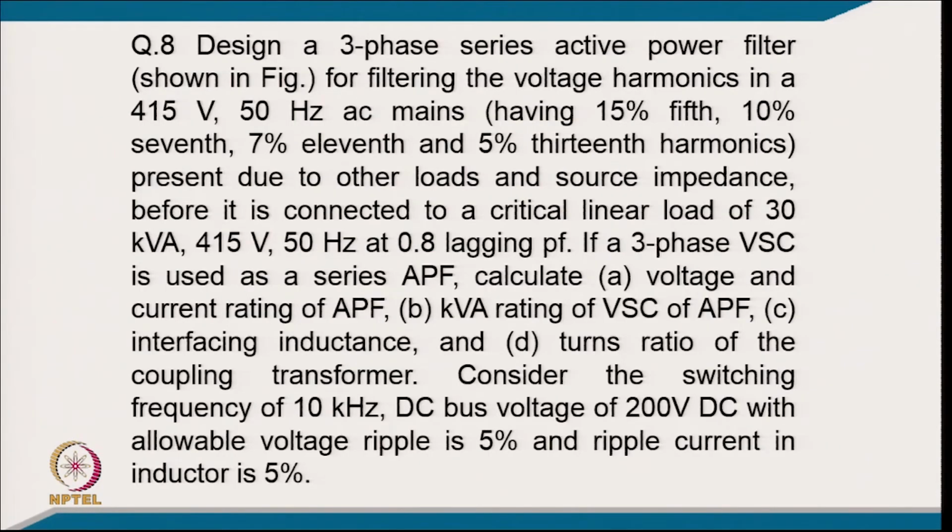Coming to the numerical problems, numerical problem 8: design a 3-phase series active filter for filtering the voltage harmonics of a 450 volt, 50 Hz AC mains having 15% 5th harmonic, 10% 7th, 7% 11th and 5% 13th harmonic present due to other loads and source impedance, before it is connected to a critical load of 30 kVA, 415 volt, 50 Hz at 0.8 lagging power factor. If a 3-phase VSC is used as a series active power filter, calculate the voltage and current rating of the series active filter, the kVA rating of the series active filter, the interfacing inductance and the turns ratio of the coupling transformer. Consider a switching frequency of 10 kHz, a DC link voltage of 200 volt DC, and allowed voltage ripple of 5% and ripple current of the inductor of 5%.